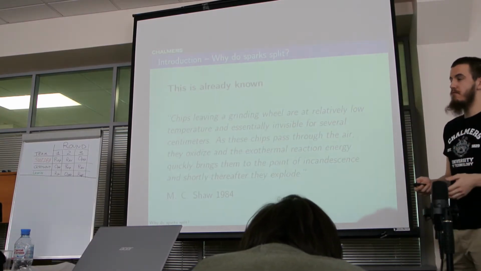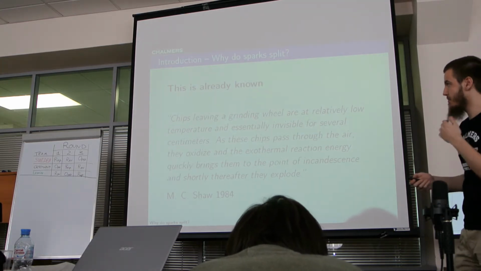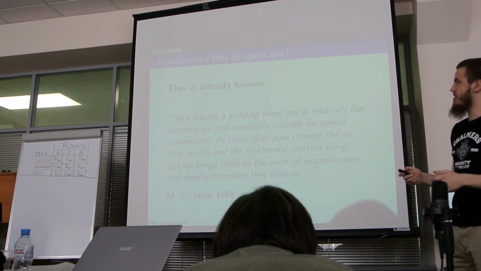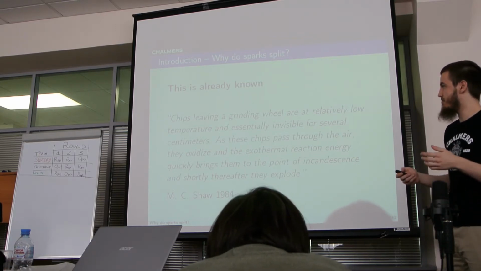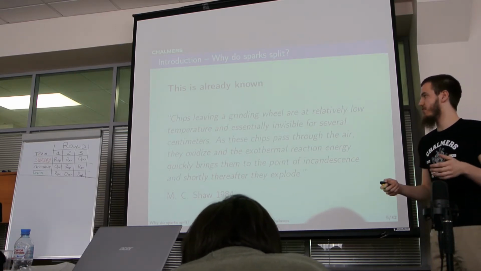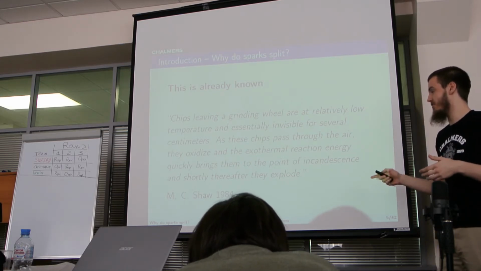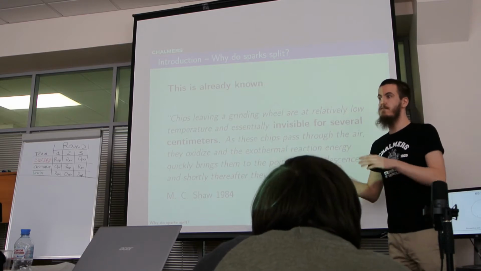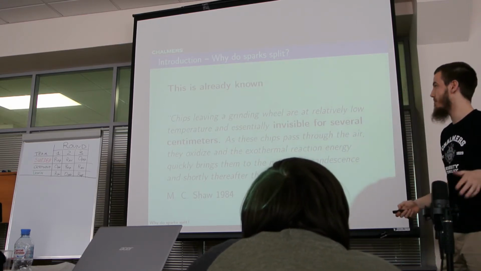And why did this happen? Well, this is a known problem. M. C. Shaw writes, chips leaving the grinding wheel are at relatively low temperature and essentially invisible for several centimeters. As these chips pass through the air, they oxidize and the exothermal reaction energy quickly brings them to the point of incandescence and shortly thereafter they explode. And it means that they're invisible for several centimeters. We verified this by filming near grinding wheels in the appendix.